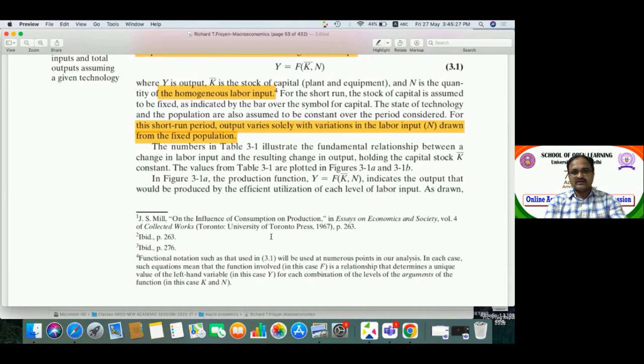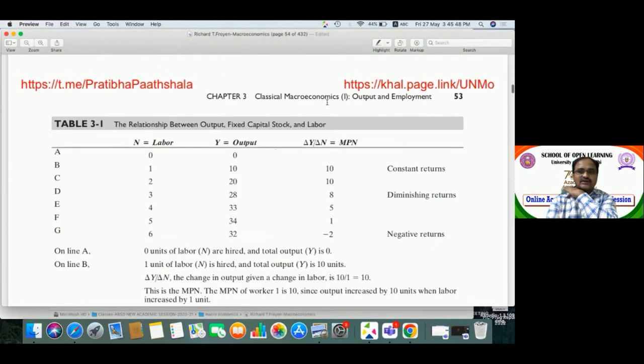There is Table 3.1, the fundamental relationship between change in the labor input and the resulting change in the output, holding other factors like capital stock constant. So that is Y = f(K bar, N). According to that equation, Y is a function of K bar and N. That is the production function of the classical theory. How can you determine the change in output from the labor?